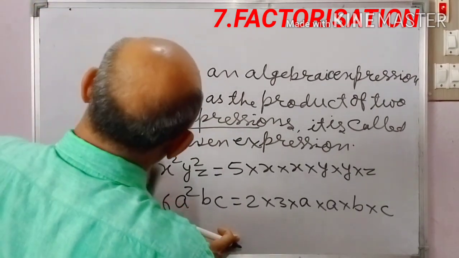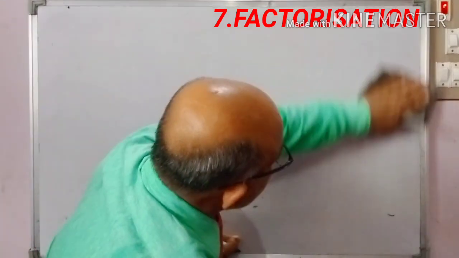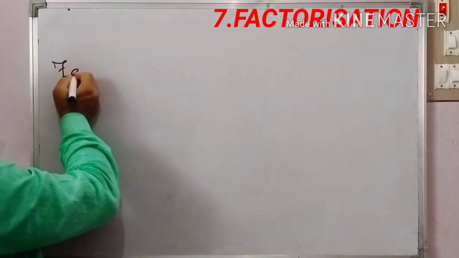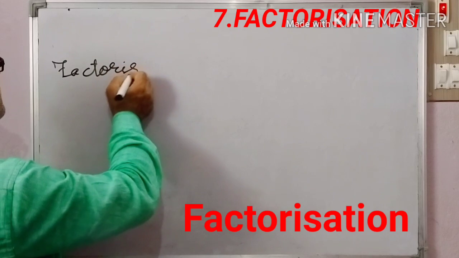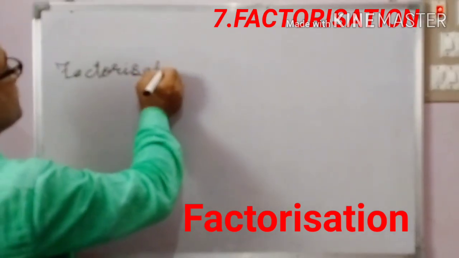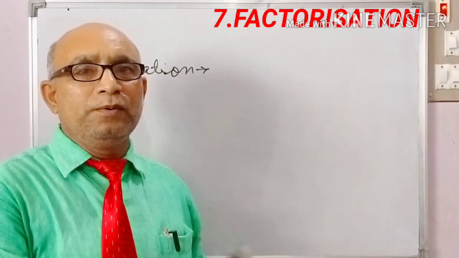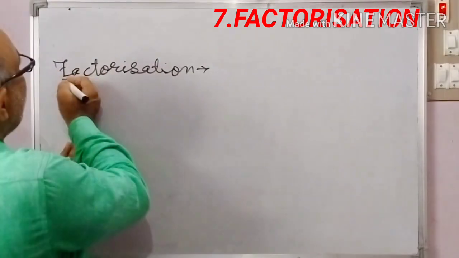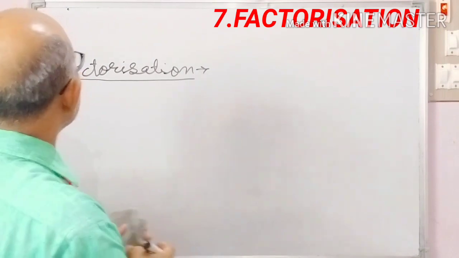Now factorization. The term factor forms factorization. Factorization is the reverse process of multiplication. Its short definition: factorization is the reverse process of multiplication.